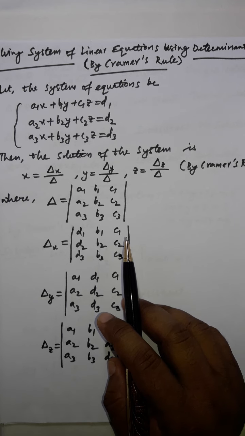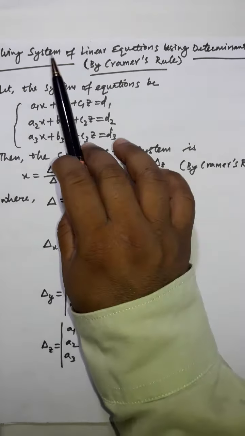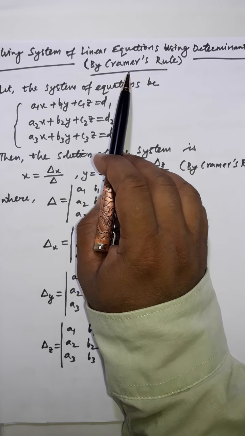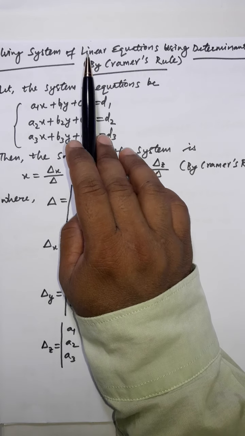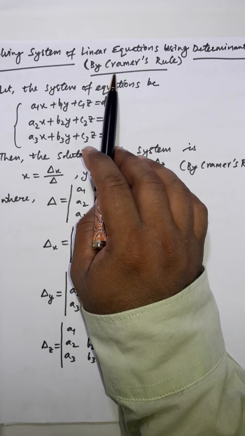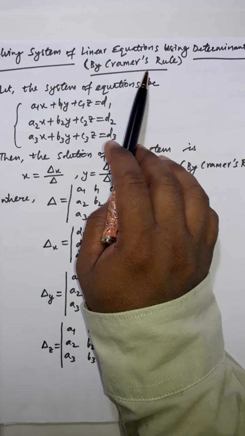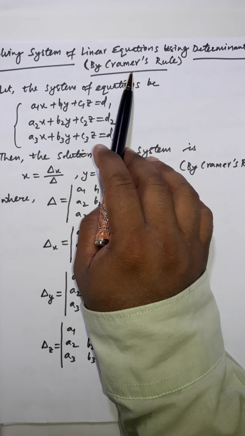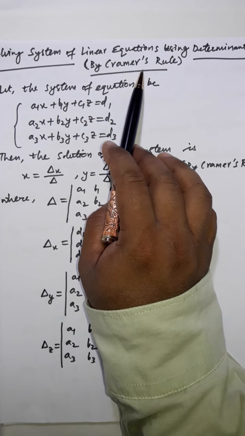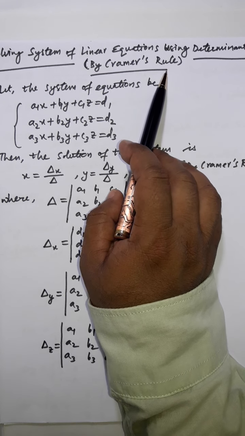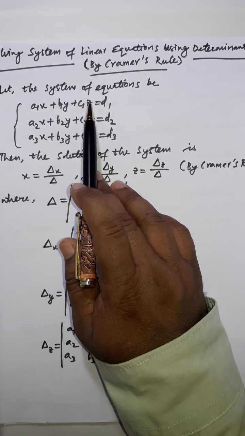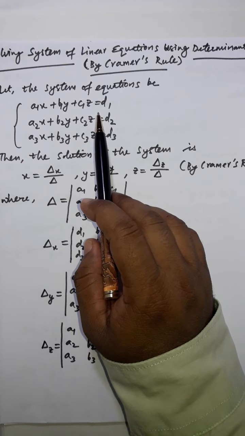Friends, today we are going to discuss solving a system of linear equations using determinants. That use of determinants to solve a system of linear equations is called Cramer's rule, named after the mathematician Cramer. So today we are going to learn how to solve a system of linear equations by Cramer's rule using determinants. Now first of all, let's understand the actual meaning of a system of linear equations.